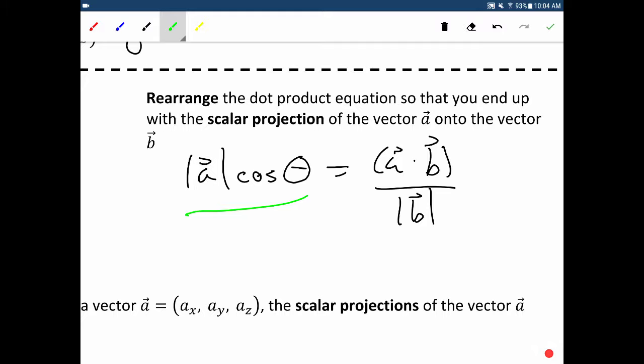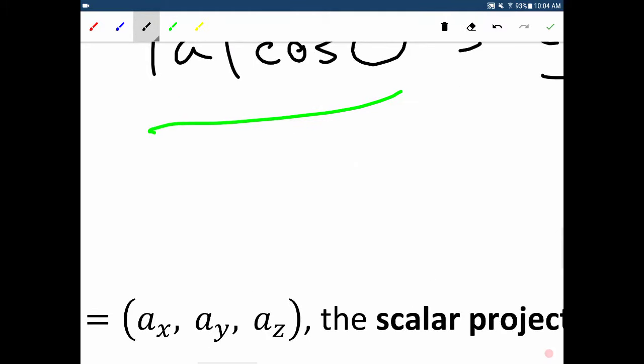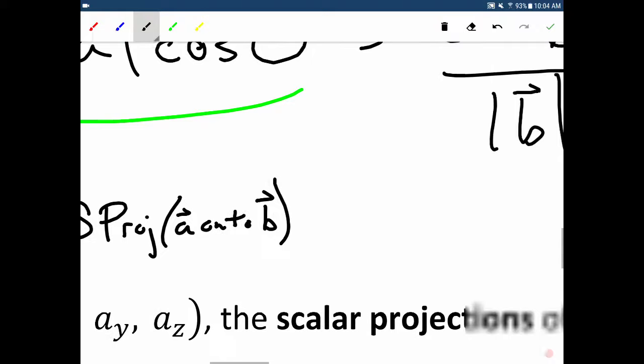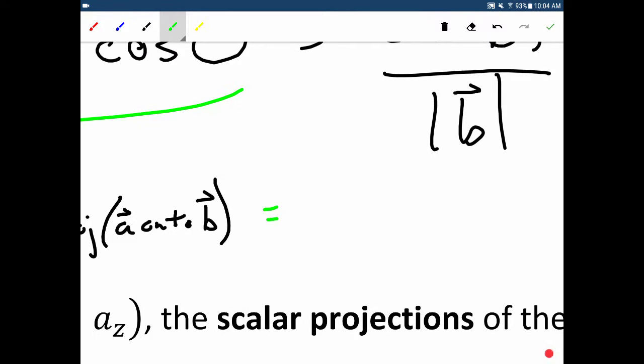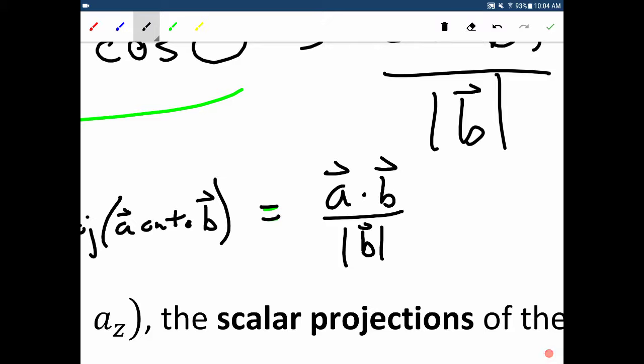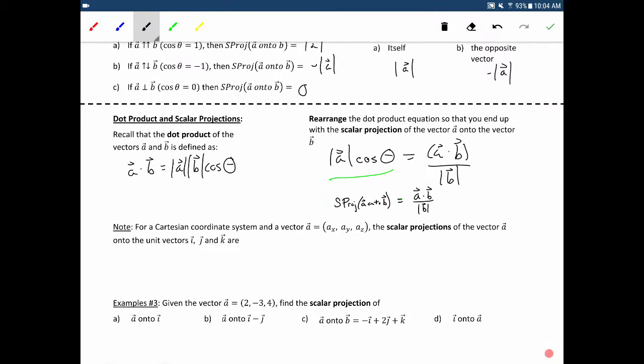So what this tells us is that the scalar projection of A onto B can be written just as A dot B divided by the magnitude of B. And again, we remember the dot product is a scalar number, so it's going to give us a scalar over top of the magnitude, which is also a scalar. So we're left with a scalar.